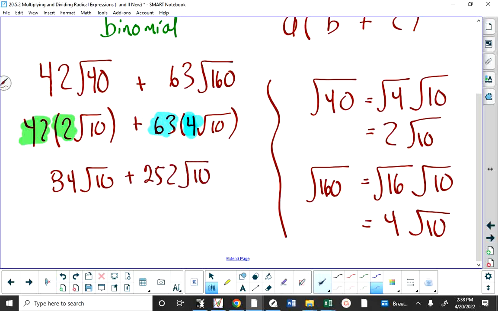And now we're back to what we learned yesterday, which is that you're adding things that have the same radicals. We call them like terms. So I need to take 84 kittens plus 252 kittens, figuratively speaking. They're not kittens, they're root 10s. And I get 336 root 10. Any questions with that one? Yeah.